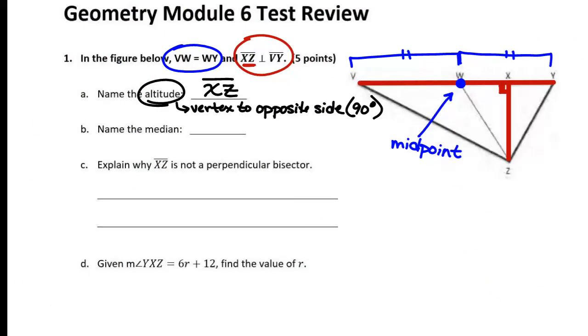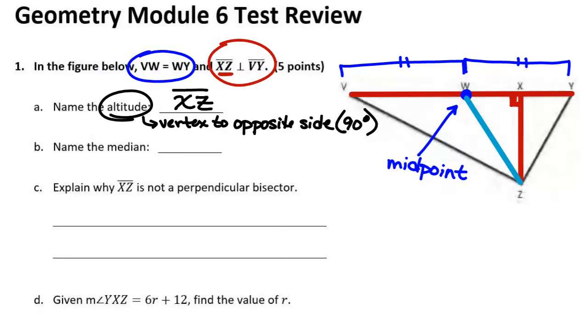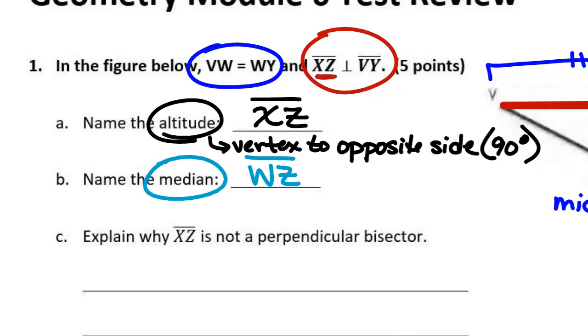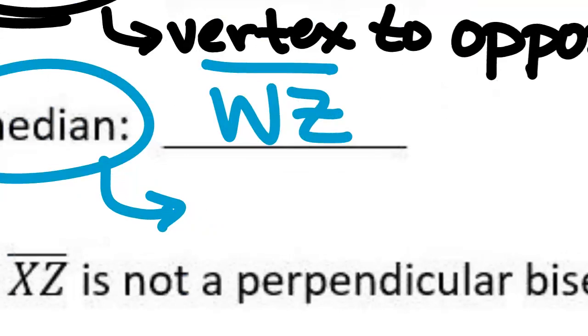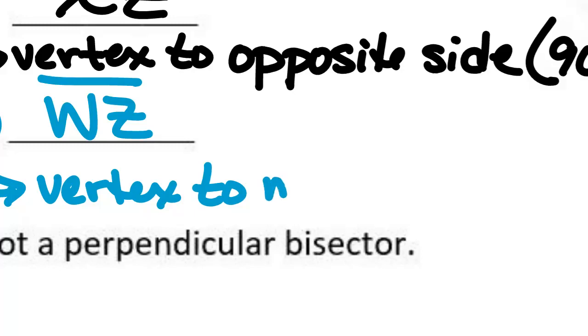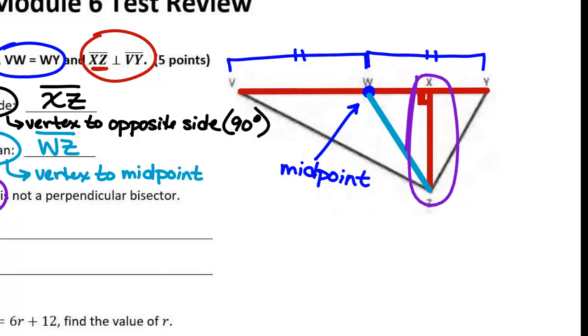Which one is a median? WZ. Without using process of elimination, how would you know that WZ was the median? Midpoint. This goes from a vertex to a midpoint. The perpendicular bisector is XZ, this one right here.